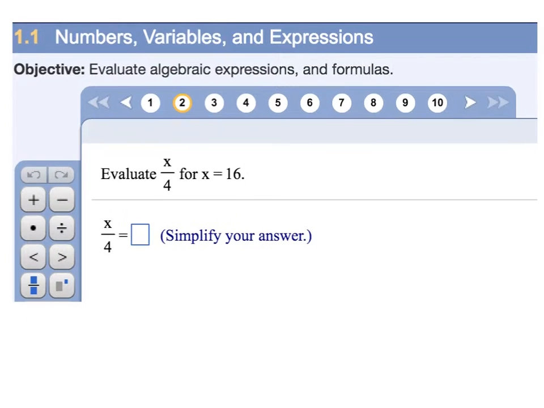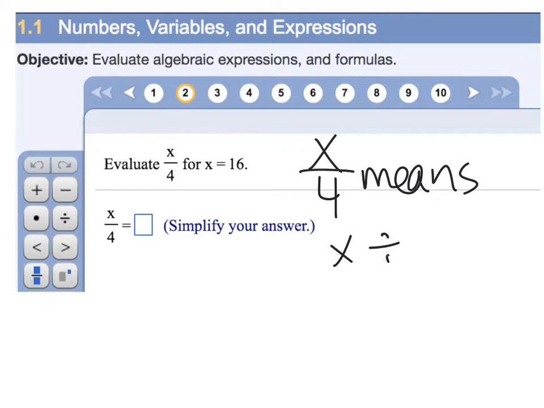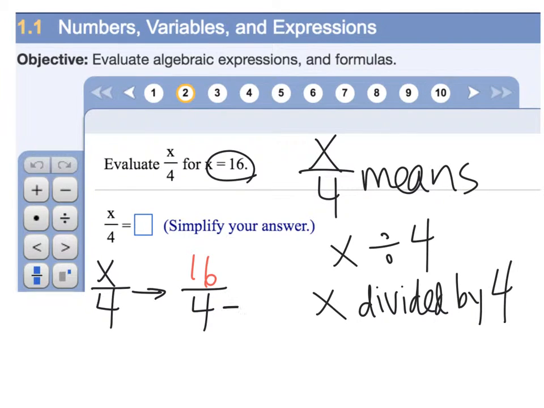So here we are told to evaluate x over 4. That means x divided by 4. So the idea is x over 4 means x divided by 4. All right, so if we're told that x is really a 16, that means x over 4 becomes 16 over 4. So that really means 16 divided by 4, and so 16 divided by 4 is 4.